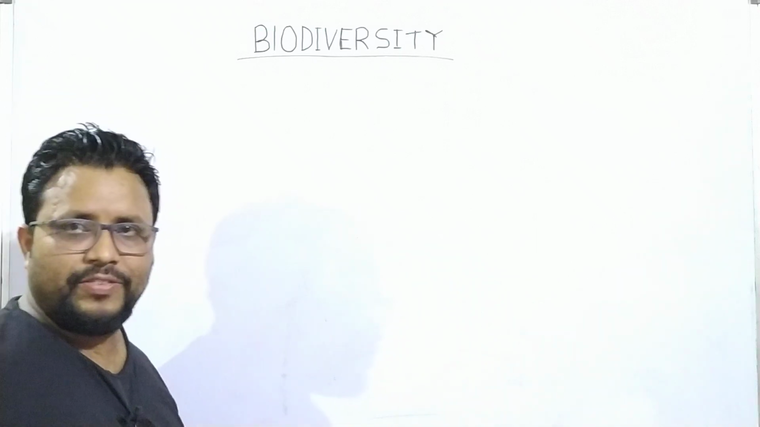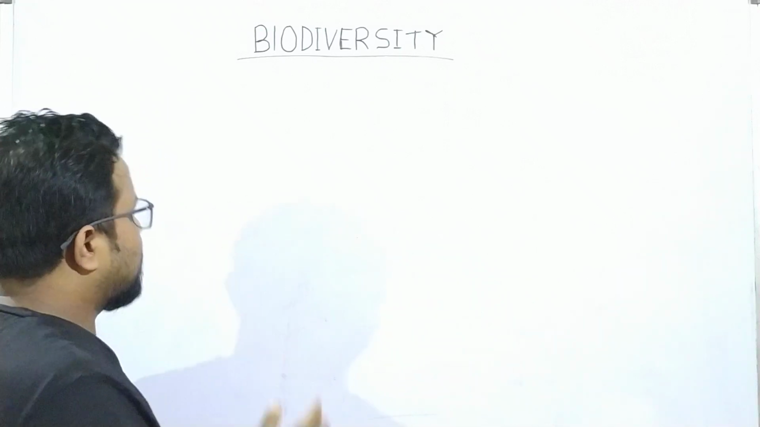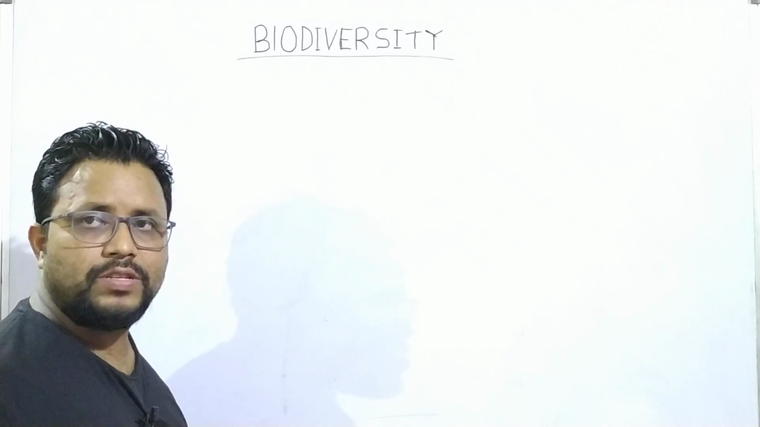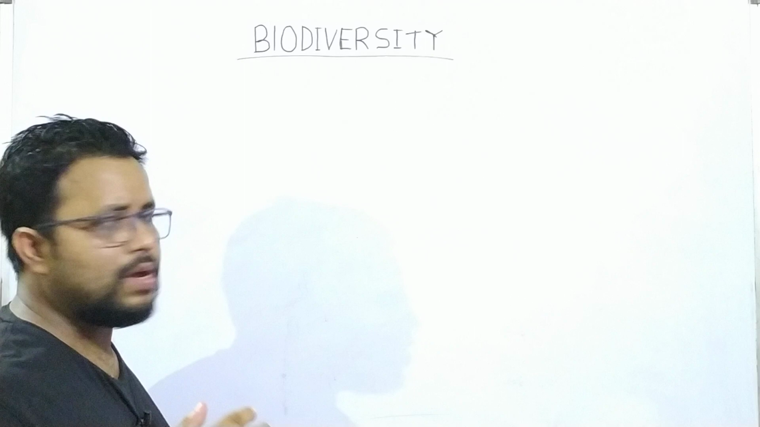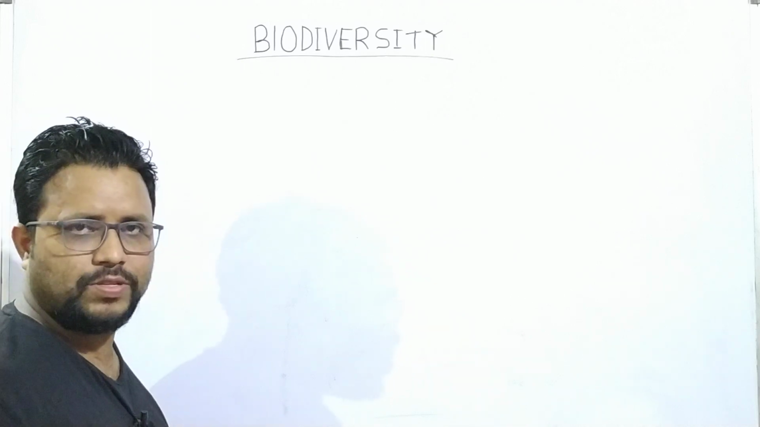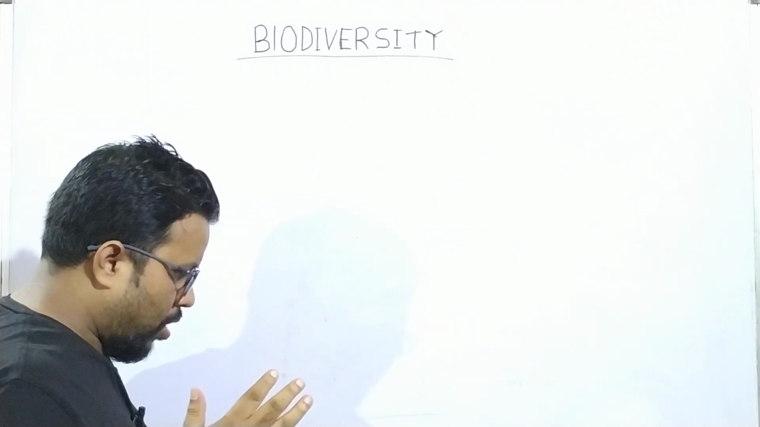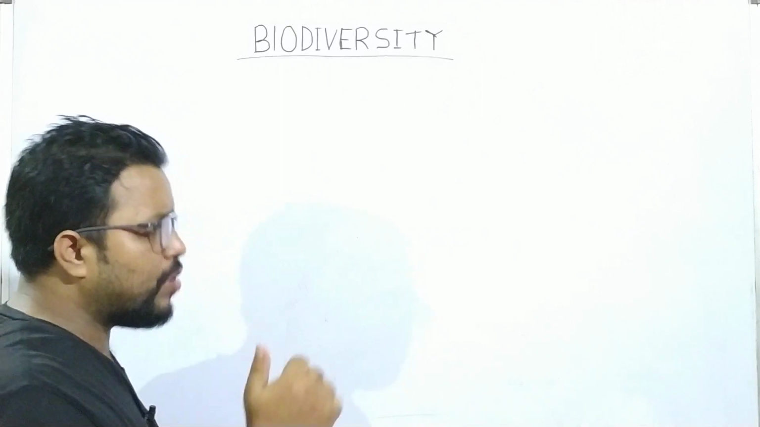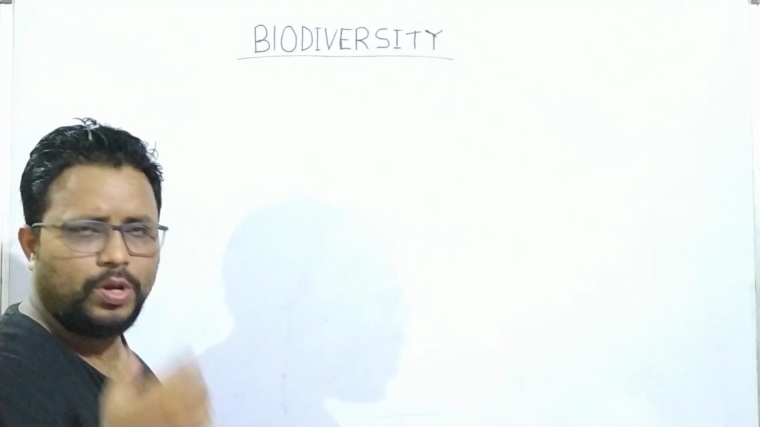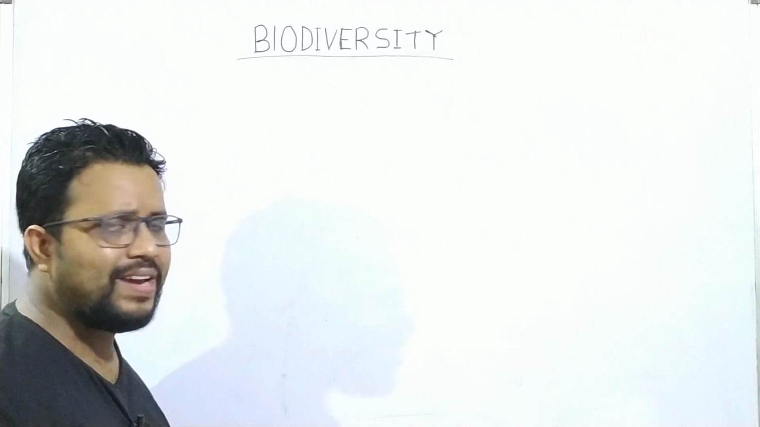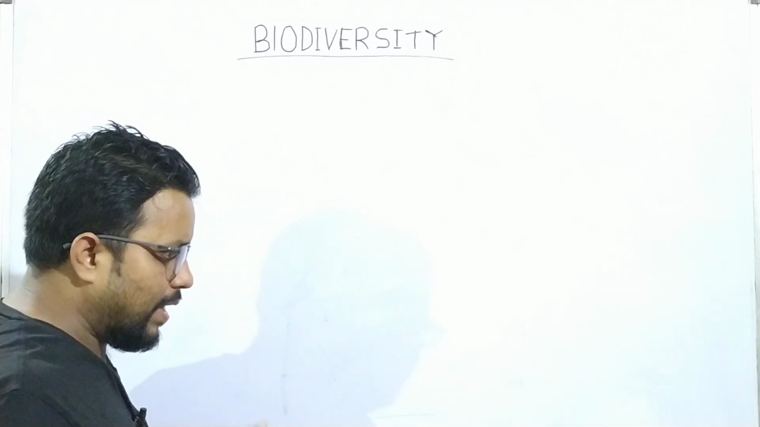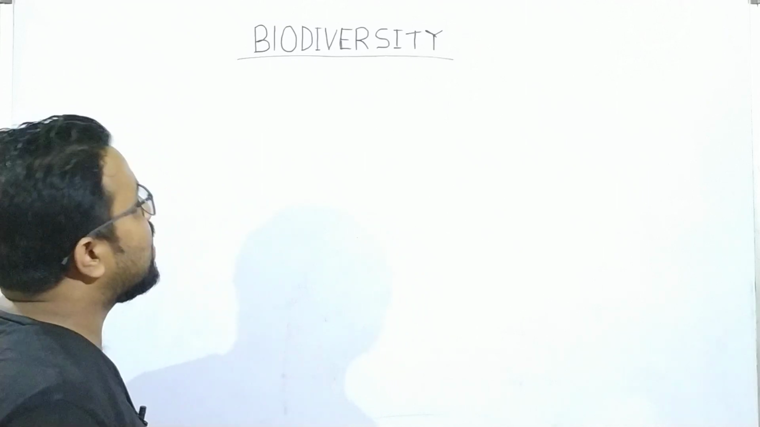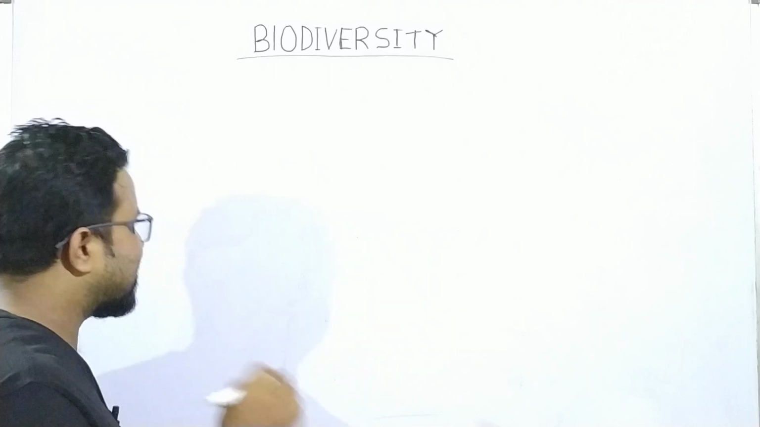Now, what is biodiversity? Biodiversity is defined as species richness, or richness of species. That means we can define it as the number of species present in an ecosystem. What I am saying is, biodiversity can be defined as species richness, or we can define it as the number of species present in an ecosystem.